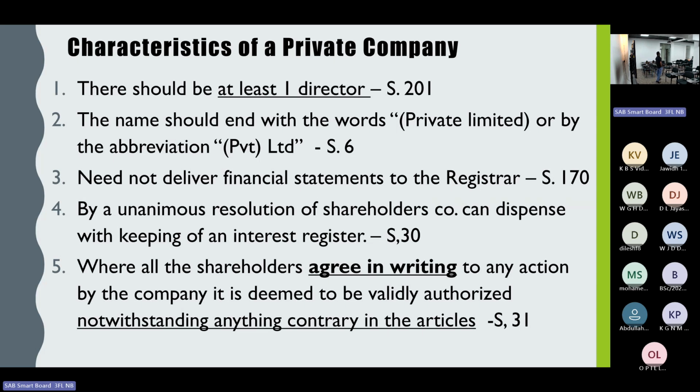What is the minimum number of members in a private limited company? It is 1. There are single shareholder companies. Single shareholder companies are private limited companies. With the amendment done about one month before, it was made clear that the minimum number of members of a limited company is 1. Then directors.